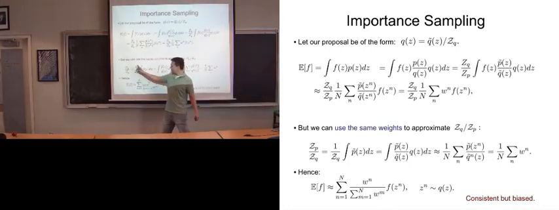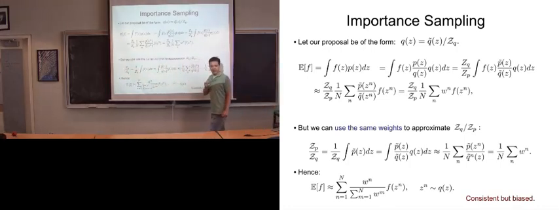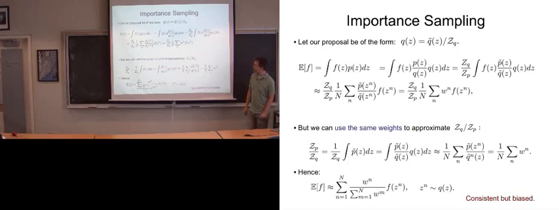This estimation here is unbiased. If I really want to estimate the ratio of two partition functions, that estimate is unbiased. Its mean is the correct mean.